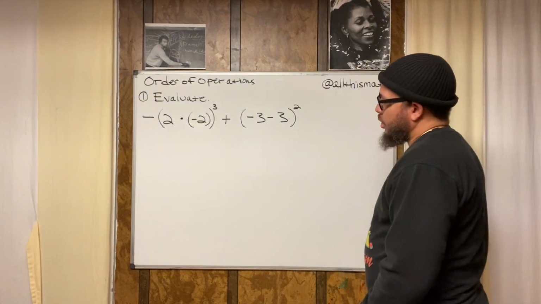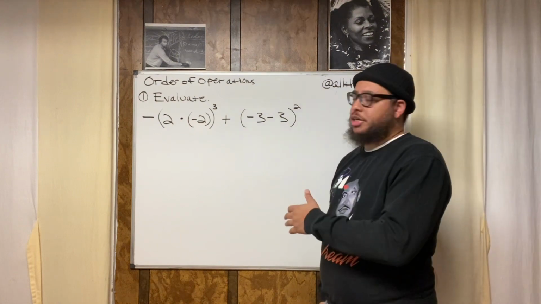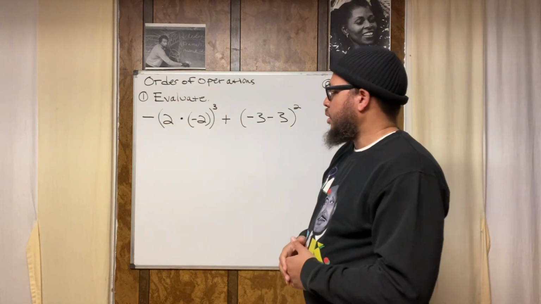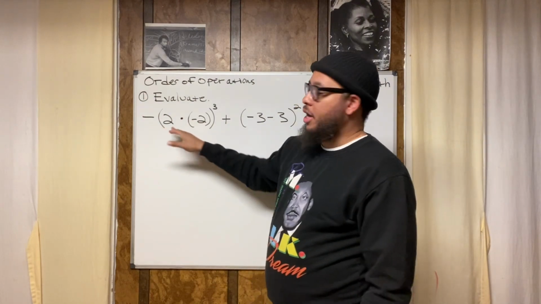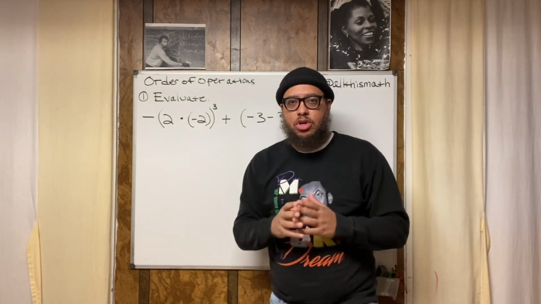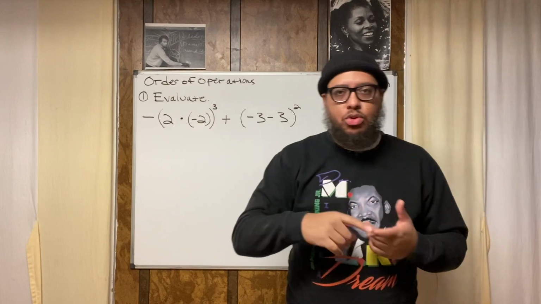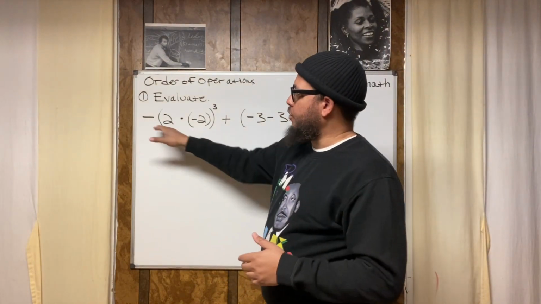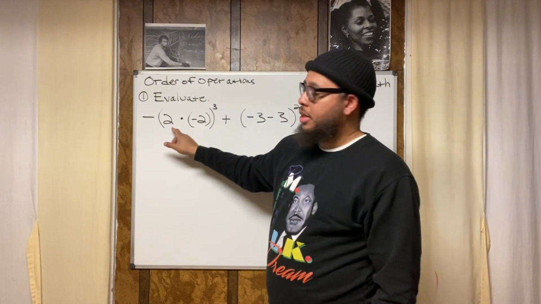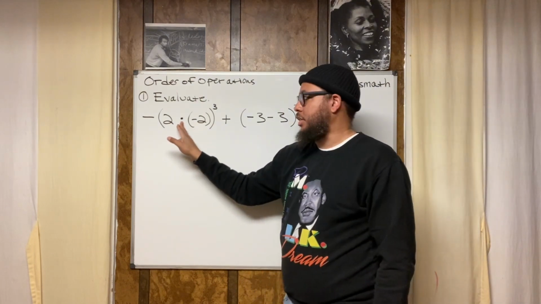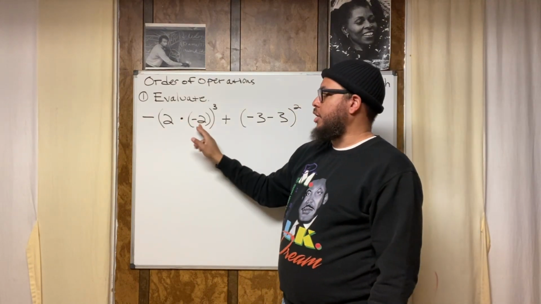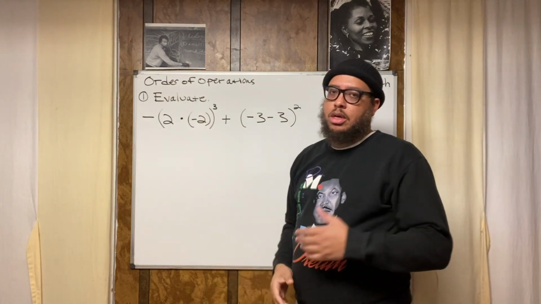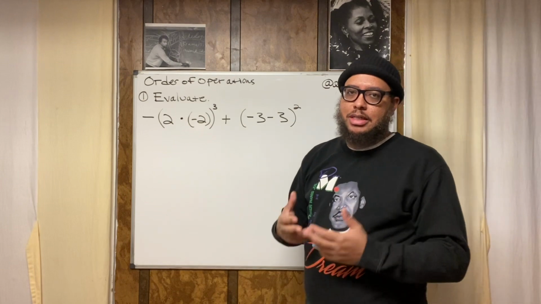Okay? So, let's first read the expression and see what we're working with. So, we got negative quantity. Now, when we have terms inside parentheses, that's called a quantity. Quantity, Q-U-A-N-T-I-T-Y. All right? So, this is the negative quantity of 2 times, this dot means multiplication, right? Times negative 2 all raised to the third power, or you could say cubed. Cubed and raised to the third power mean the same thing.